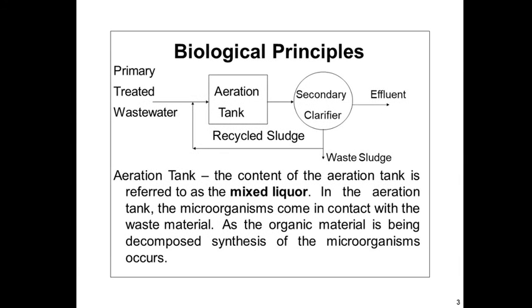Okay, so what is the biological principle of the activated sludge process? You can see the primary treated wastewater is supplied to the aeration tank. The aeration tank is called the bioreactor, where the activated sludge process is carried out. From there the water is supplied to the secondary settling tank, where the sludge is separated and some of the sludge is recycled to the aeration tank. Okay, so this is the working.